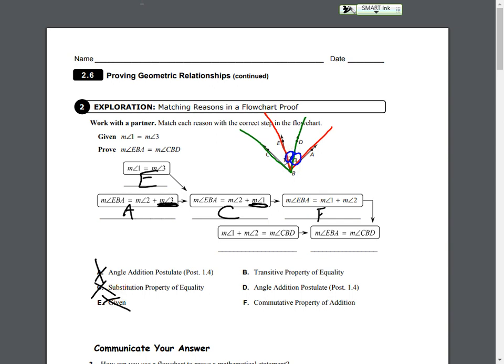Some of you are thinking, that's the symmetric property, right? Well, let me tell you what the difference is. Symmetric property: A equals B, B equals A. There's the symmetric property, and then our commutative property.